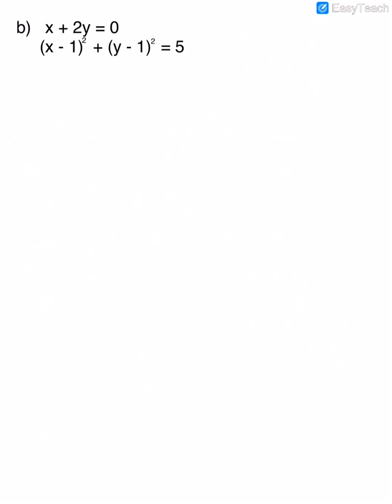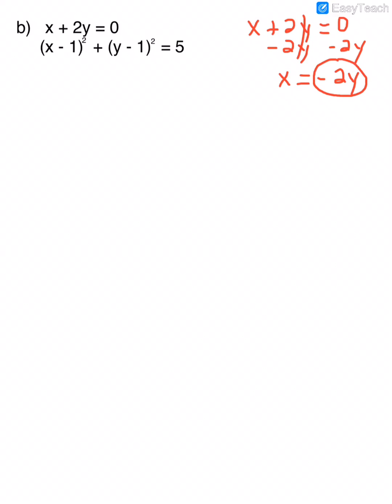To get a variable by itself in that equation, all we have to do is subtract 2y from both sides. So I have x plus 2y equals 0. To get the x by itself, all I'm going to do is subtract 2y from both sides. So that gives me x is equal to negative 2y. Now I'm going to take negative 2y, which is equal to x, and substitute that into the other equation for x. So I'm plugging it in right here where the x is.